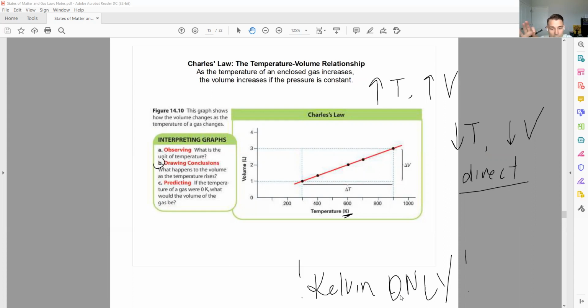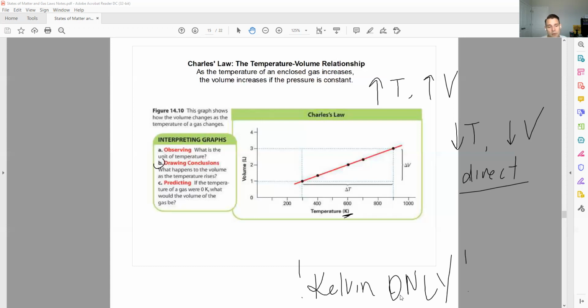Okay, it's important that we do Kelvin only because if we were doing degrees Celsius, there's a possibility of having a negative, which would end up leading to like negative volumes, which don't exist because we're not creating black holes. So it's important that we note that we're always using Kelvin when talking about gas laws.